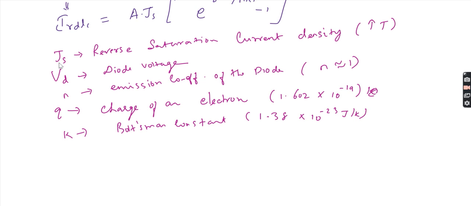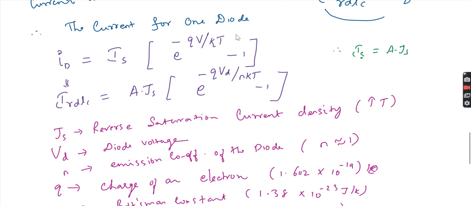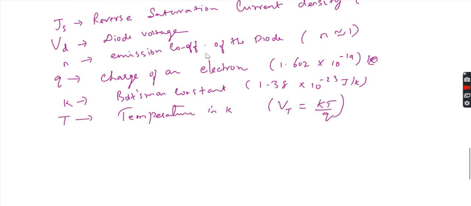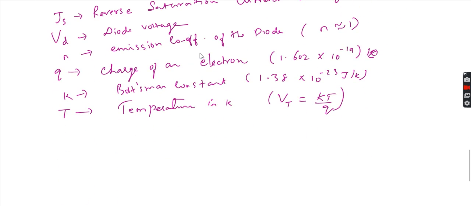Next, here the T, capital T, is nothing but the temperature, in Kelvin. Vt is equal to KT by Q. In the equations, sometimes if you see in books, minus Q by Vt will be there. KT by Q is known as the thermal voltage, that is Vt.